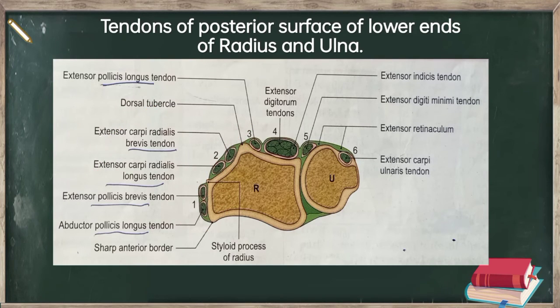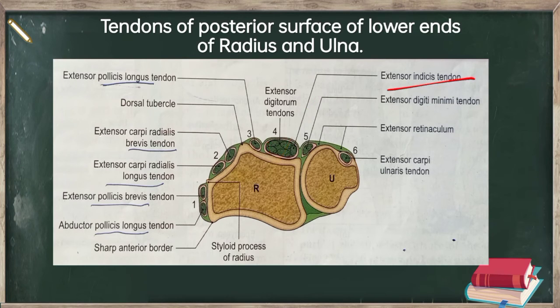Now the third oblique groove medial to dorsal tubercle gives passage to extensor pollicis longus tendon. The fourth groove on the medial aspect gives passage to tendon of extensor digitorum, extensor indicis, posterior interosseous nerve and anterior interosseous artery. So all this: extensor digitorum, extensor indicis tendon, posterior interosseous nerve and anterior interosseous artery.